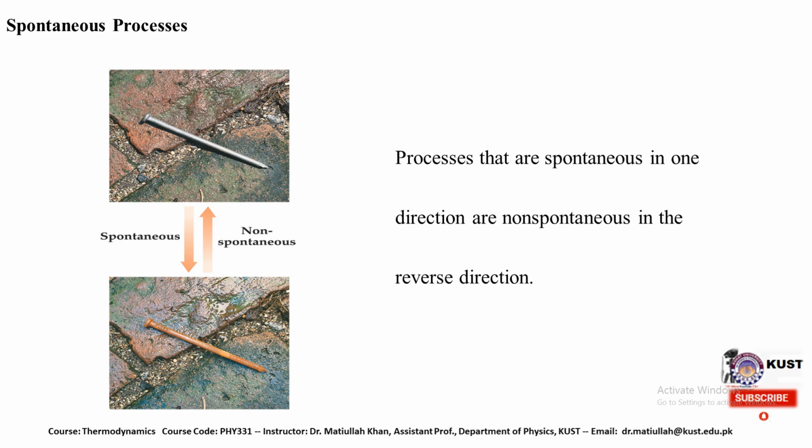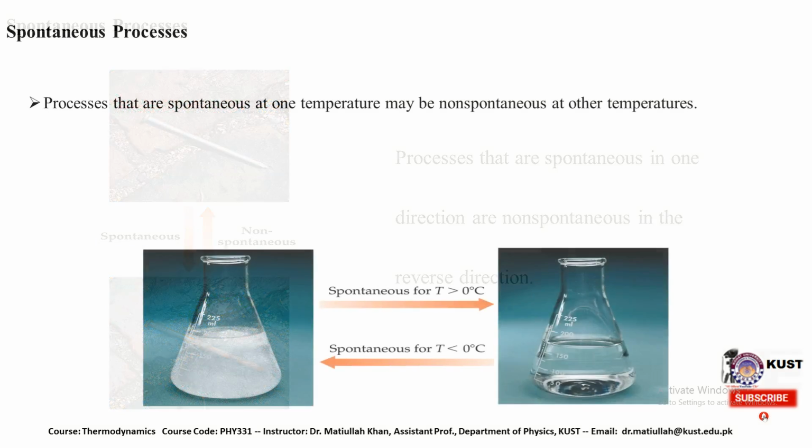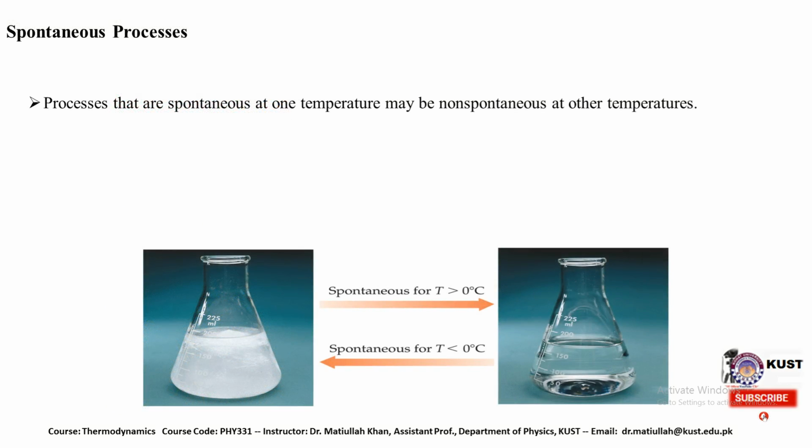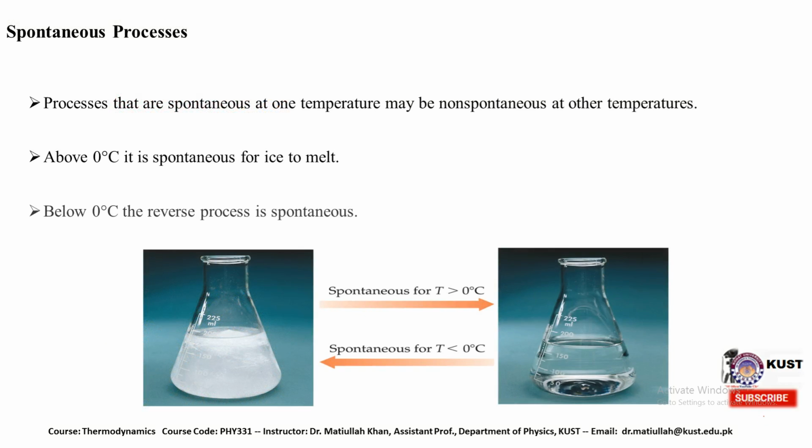So it is not a spontaneous process, but the first process was spontaneous. We have some other spontaneous processes, that is, processes that are spontaneous at one temperature and may be non-spontaneous at other temperatures. Just like above 0 degrees centigrade, it is spontaneous for ice to melt. I mean, if the temperature is high, the ice will melt automatically.